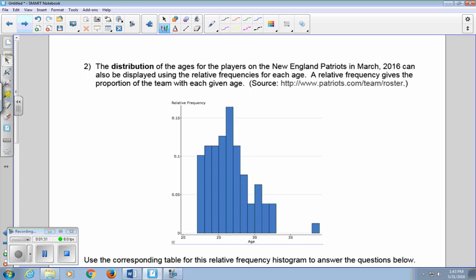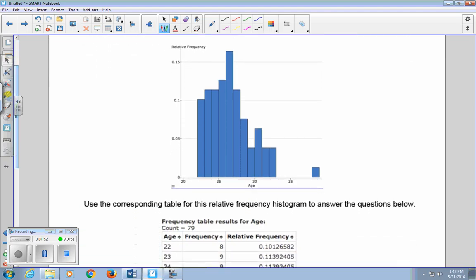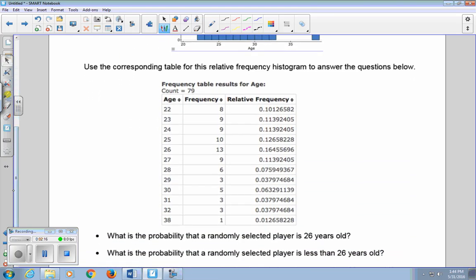The distribution of ages for the players on the New England Patriots can also be displayed using relative frequencies for each age. A relative frequency gives the proportion of the team with each given age. In other words, the first bar is now rescaled, showing that 8 out of 79 is equal to about 0.1. This can also be shown in a table of relative frequency below. So this first row is saying that 8 out of 79 is equal to 0.101.